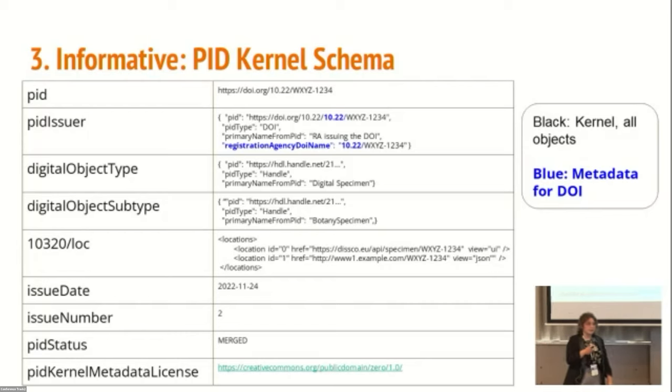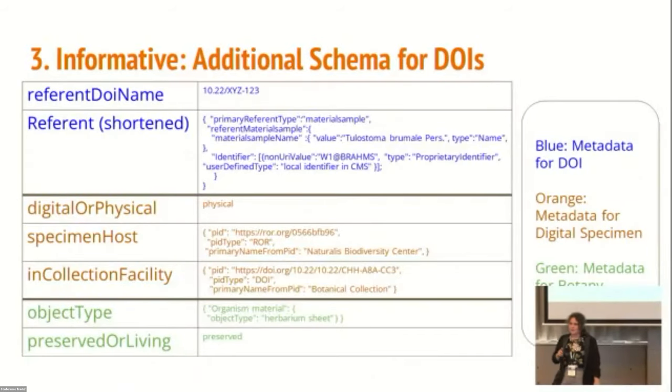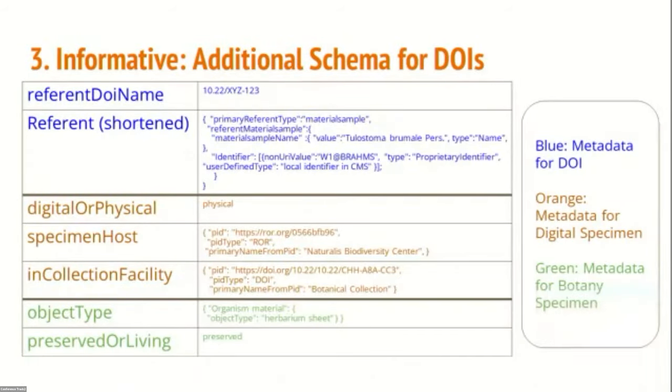But for more complex objects, we have a couple other things that we want to see. So the blue terms are key terms already required for DOIs. Orange terms, or the second tier, are metadata terms required for digital specimens. And the third tier here are metadata specific for botany specimen, which is a subtype of digital specimen. This is cumulative, so all digital specimens will require the DOI terms, and those terms, all the DOIs will require the terms in the previous slide and so on.